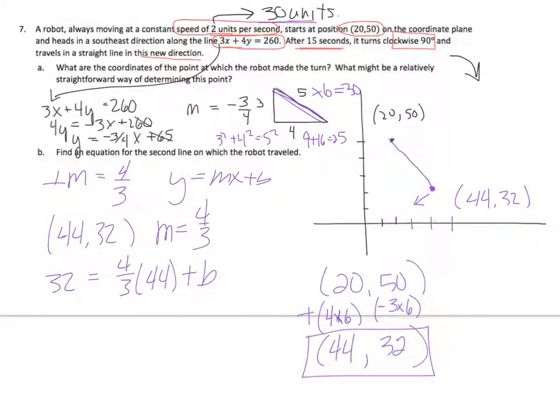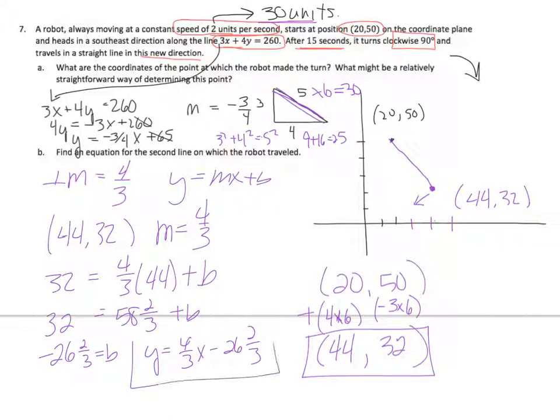4/3 times 44 gives me a fraction, of course. I have 58 2/3. Subtract that from both sides. 32 minus 58 2/3 is negative 26 2/3. So my equation is y equals 4/3 x minus 26 2/3. Cool? Cool.